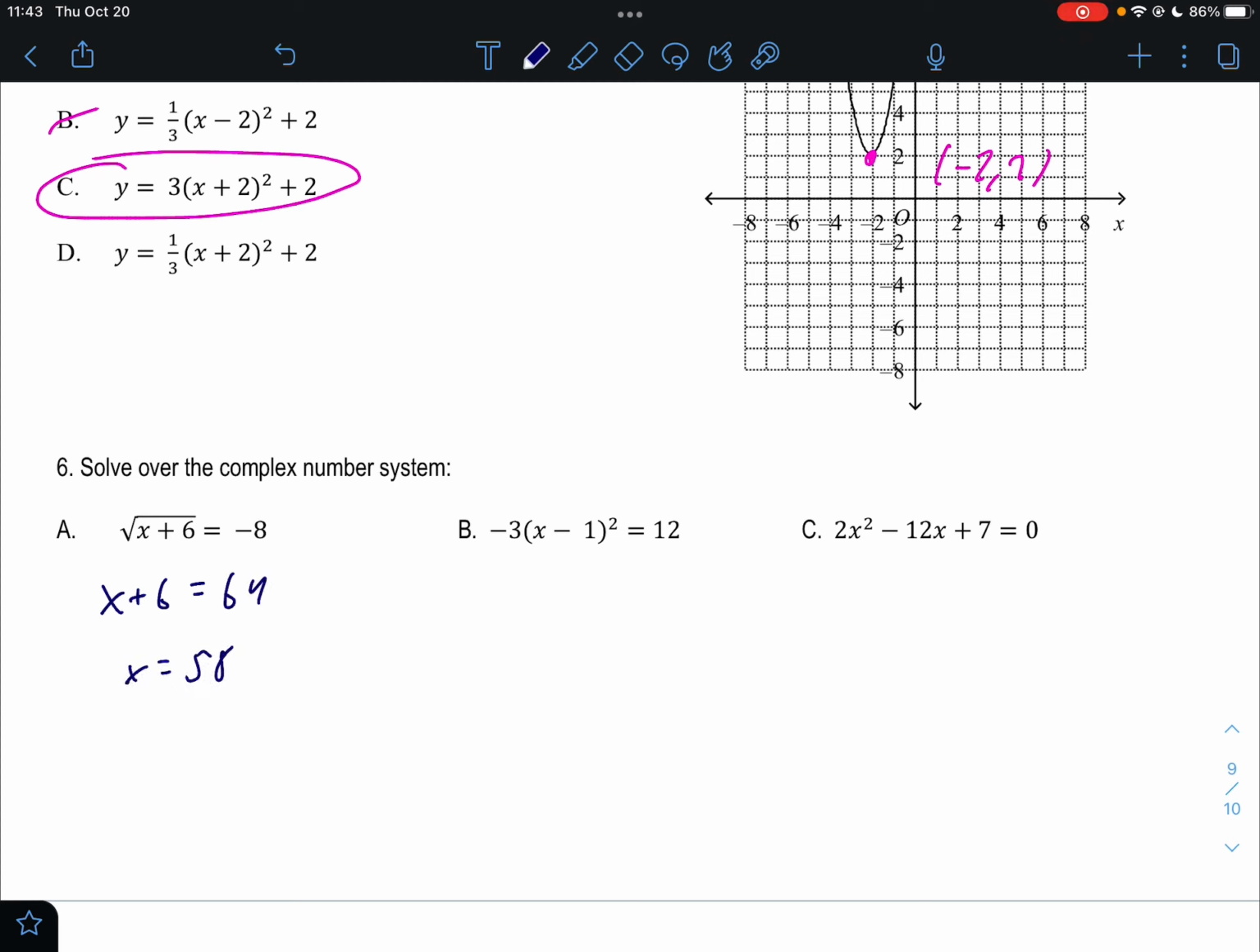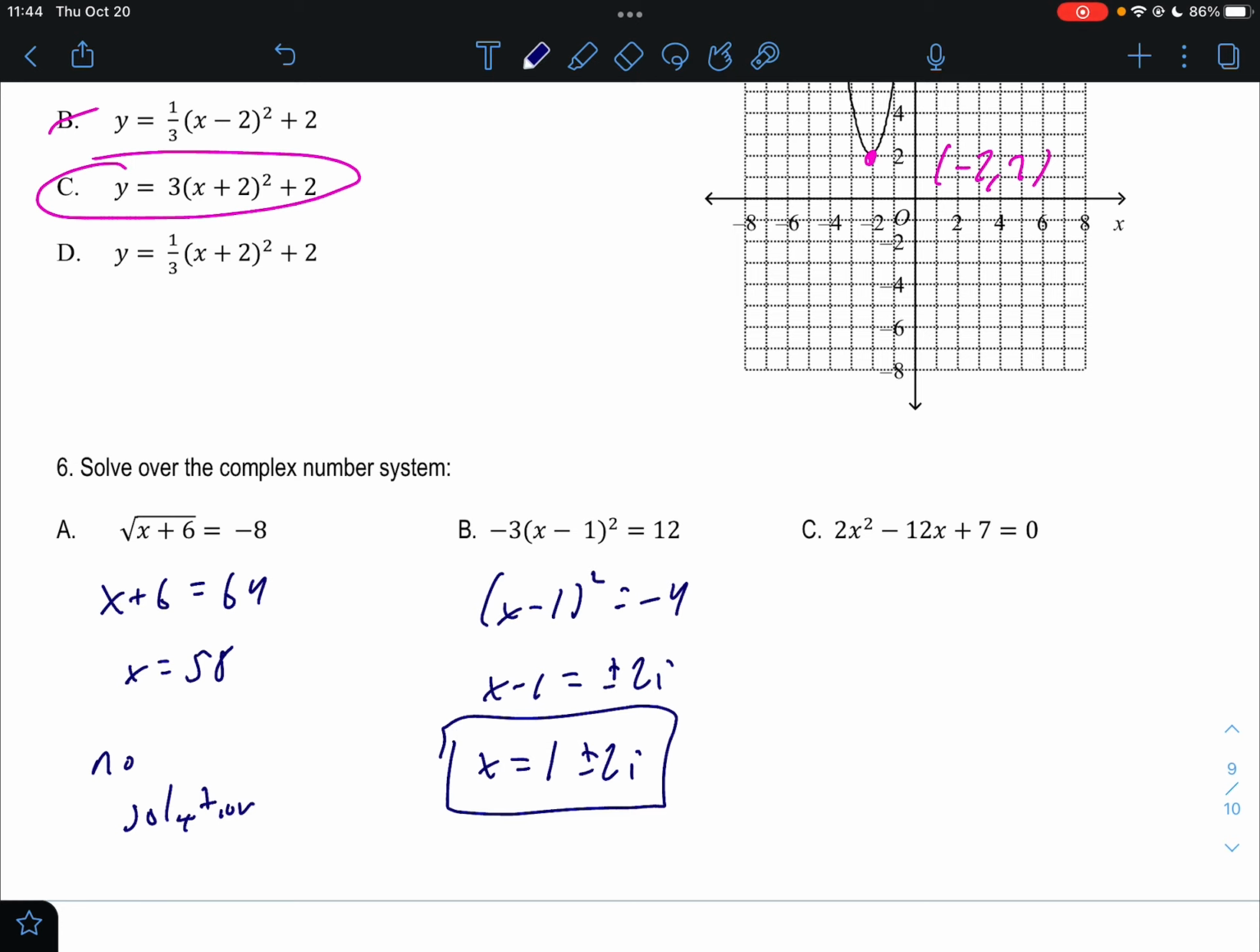So the first one, you might think the answer is 58. If you put 58 back in here, you get 58 plus 6, which is 64. And root 64, this is positive here. So this is actually not possible here. There's no solution to this problem. For b, if you divide both sides by negative 3, take the square root, you get plus or minus 2i, add 1, so 1 plus or minus 2i for that one.